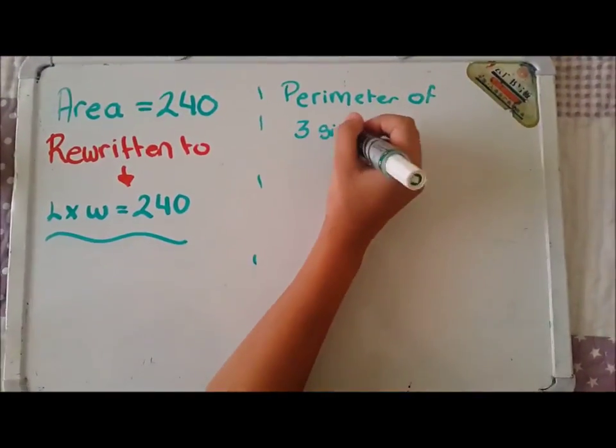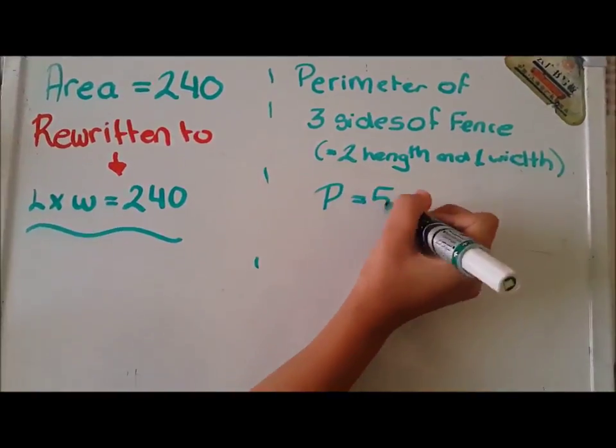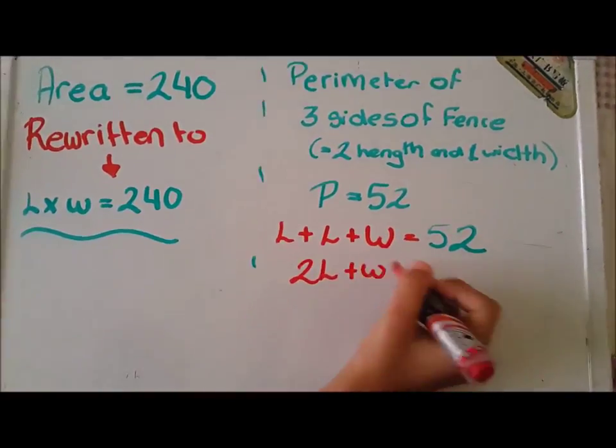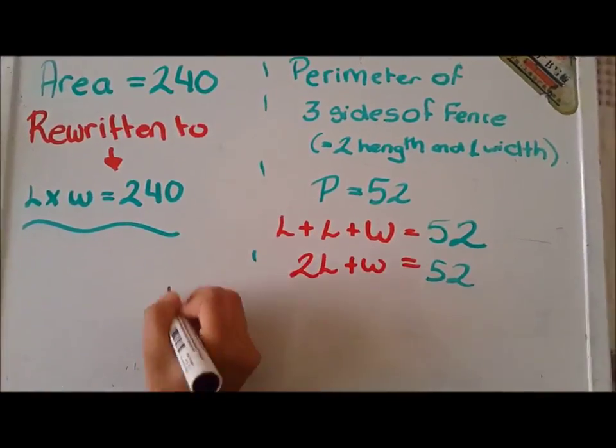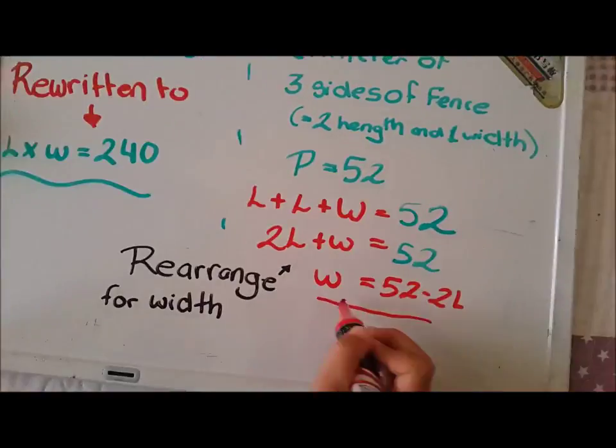Area equals 240. This could be rewritten to length times width equals 240. Since we're only aware of the perimeter for 3 sides, this could be equivalent to 2L plus W equals 52. Then we are able to rearrange for width.